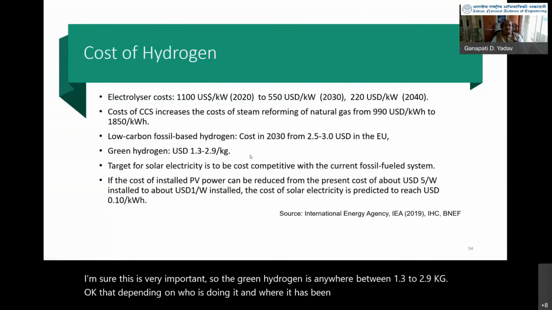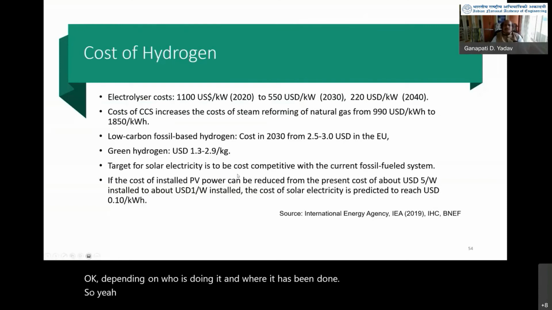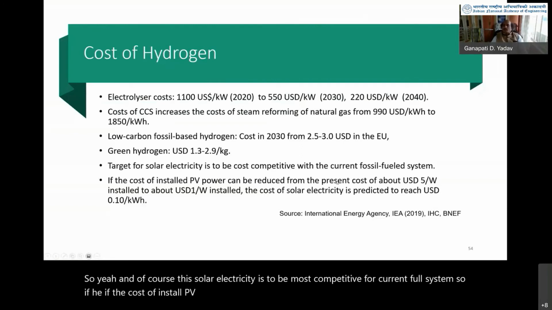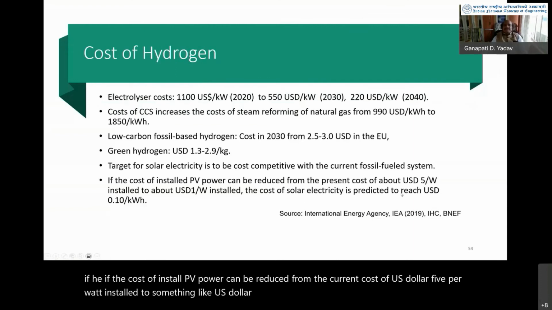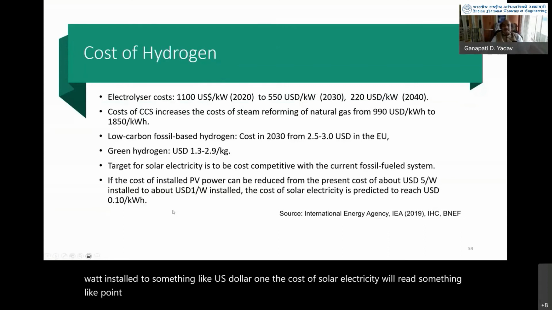And of course, solar electricity is to be the most competitive for the current forcing system. If the cost of installed PV power can be reduced from the current cost of $5 per watt installed to something like $1, the cost of solar electricity will reach something like 0.1 per kilowatt hour, which is what I showed you in the very beginning.